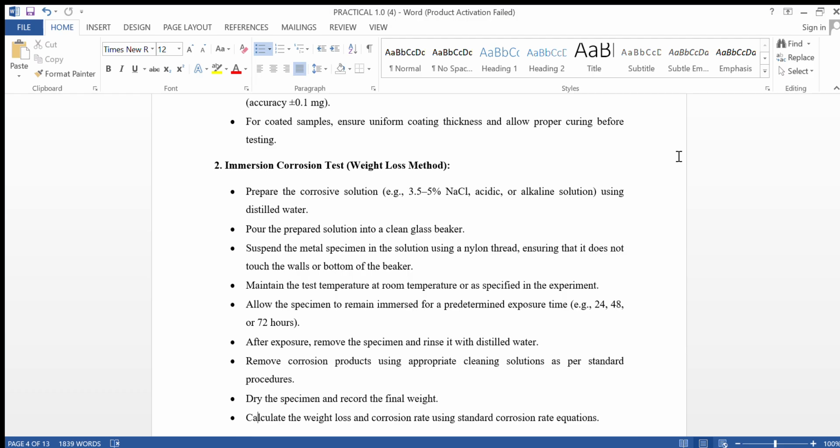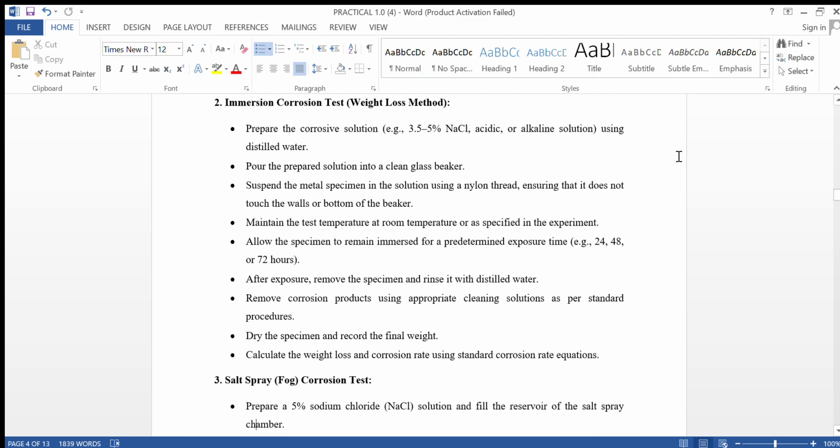After exposure, remove the specimen and rinse it with distilled water. Remove corrosion products using appropriate cleaning solution as per standard procedures. Dry the specimen and record the final weight. Calculate the weight loss and corrosion rate using standard corrosion rate equations.